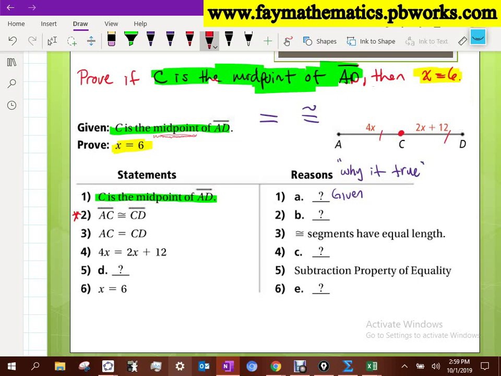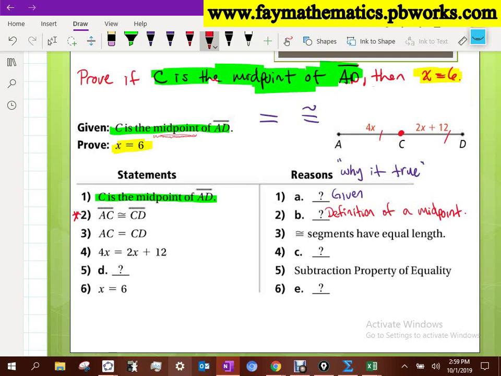If I were to look in the glossary of my textbook and look up midpoint, it's going to say it is a point that takes a segment and divides it into 2 congruent segments. But we have 2 congruent segments right there. They're just specific to our problem. Does that make sense? Now, how did I know that AC was congruent to CD? It's because we knew what a midpoint was, right? So our reason over here will be the definition of a midpoint.